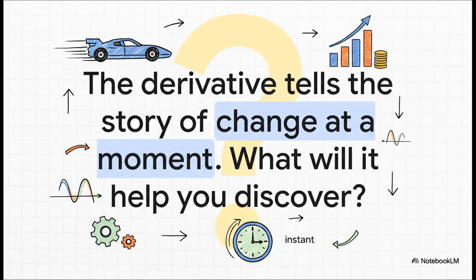So, as you can see, from the speed of a race car all the way to the profits of a company, the derivative gives us this perfect, tiny snapshot of change at a single instant. It's a truly fundamental tool for understanding a world that is constantly in motion. So the real question is, what mystery of right now will you solve with it?